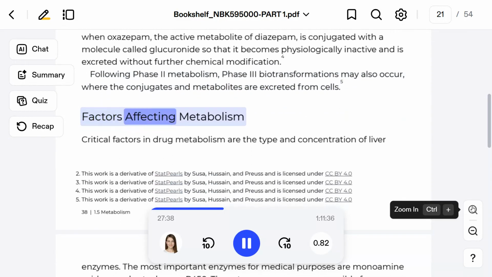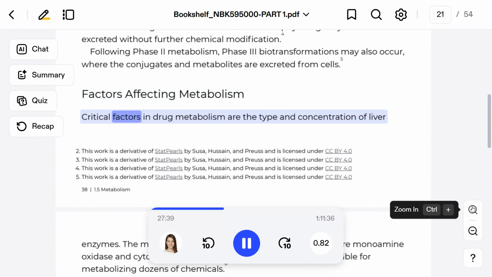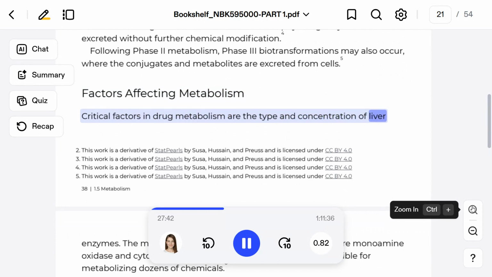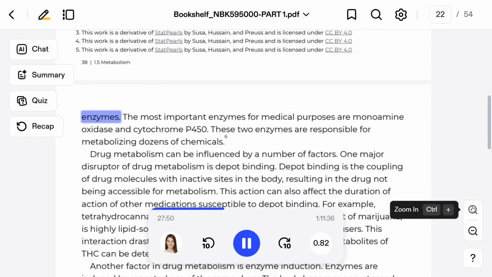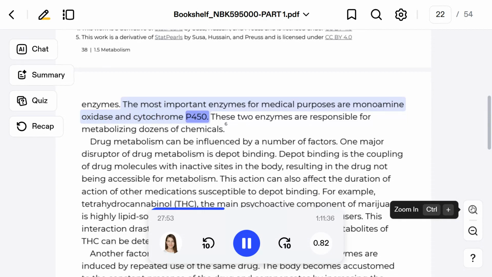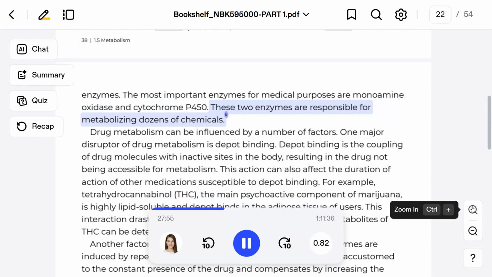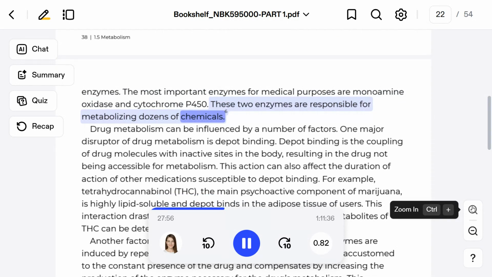Factors affecting metabolism. Critical factors in drug metabolism are the type and concentration of liver enzymes. The most important enzymes for medical purposes are monoamine oxidase and cytochrome P450. These two enzymes are responsible for metabolizing dozens of chemicals.